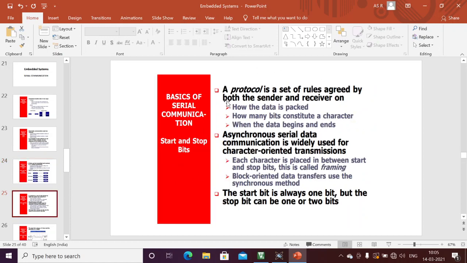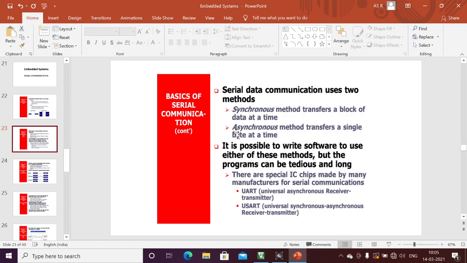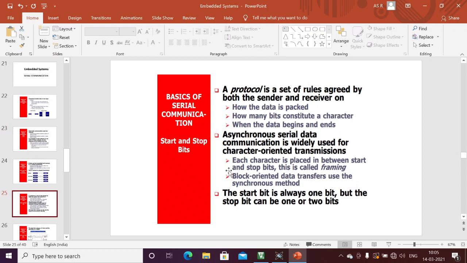And we'll discuss the protocol. What is a protocol? A protocol is a set of rules agreed upon by both sender and receiver: how the data is packed between the sender and receiver, how many bits make up a character, and when the data begins and ends. These are all the terms describing the protocol. Asynchronous serial data communication is widely used as character oriented transmission. As we discussed, asynchronous communication is byte oriented, which we also call character oriented.